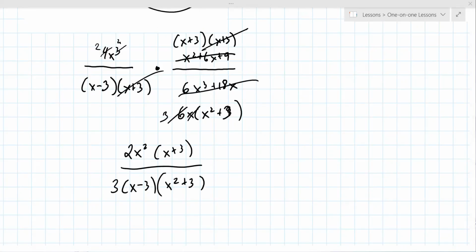Sometimes these even reduce to just a number. You just got to be on the lookout for that as well.